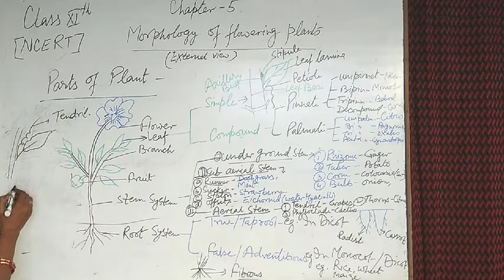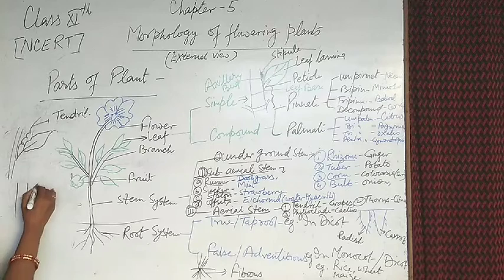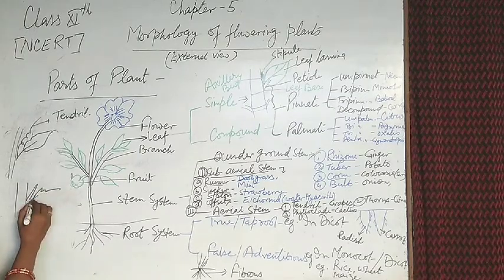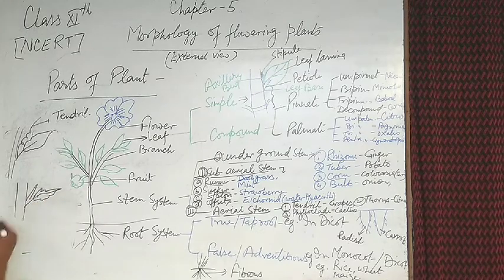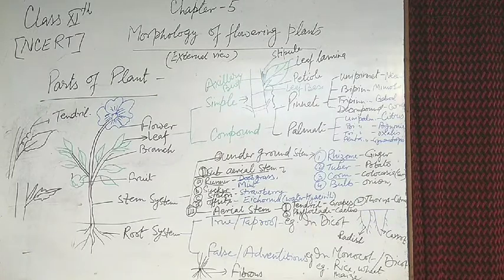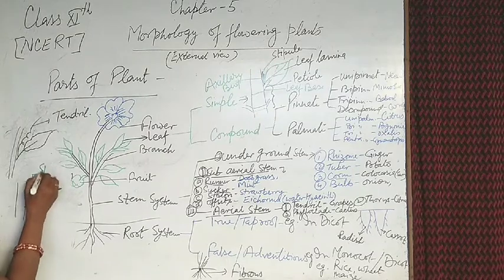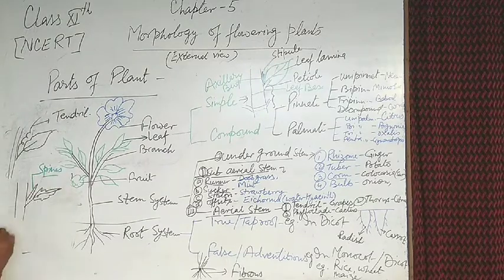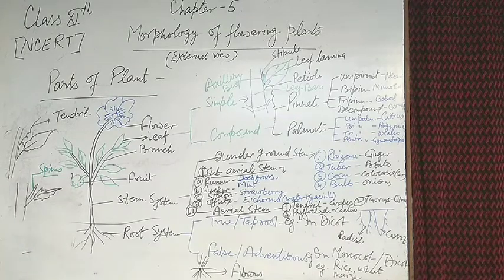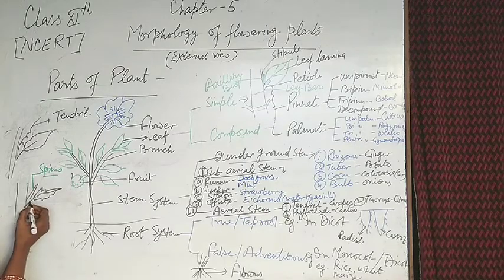And next, the case of rose or citrus tree. This part is also a modification of axillary buds converted into spines. Spines are for protection, protection from cattle.